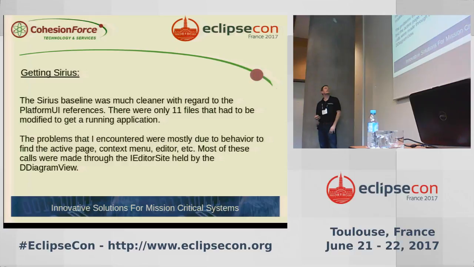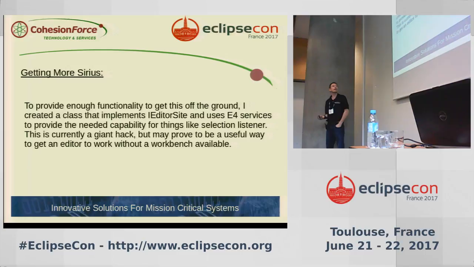So to get it off the ground, I actually had to implement a class that implements the IEditor interface. I had to create a class that implements the IWorkbench interface, and then find all the places that had been called and turn around, grab the E4 service and repack it. You can get the E4 services, like the part service, the model service, the selection service. So they're available, they're just packaged differently. You wind up getting them injected somehow. So I wound up doing that.